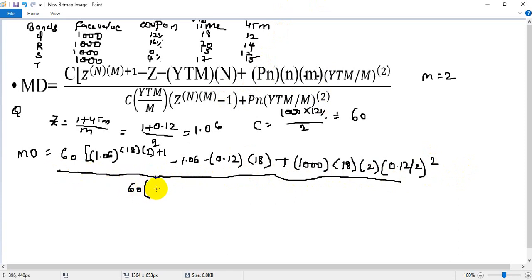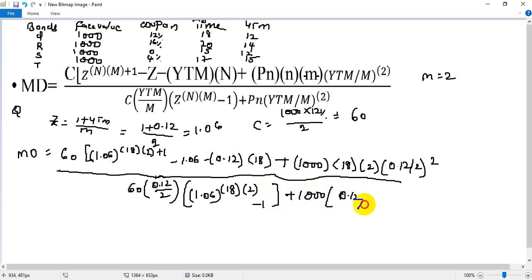C is 60 again, YTM is 0.12 divided by 2. You need to substitute the entire thing in the formula as such. 1.06 power N, the number of years 18 into 2, minus 1, plus 1000, YTM is 0.12 divided by 2, whole square. Calculate each and every one of them.